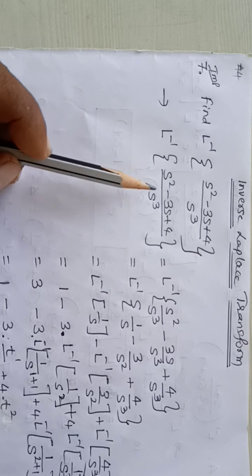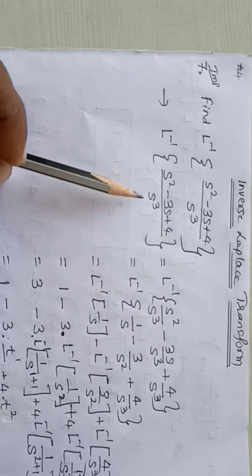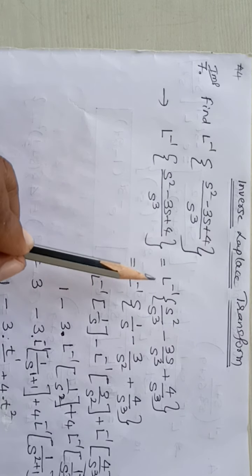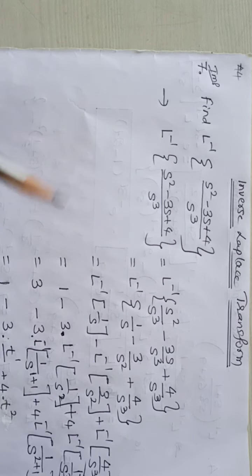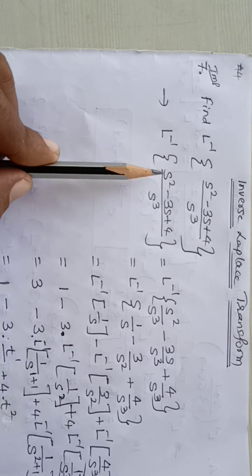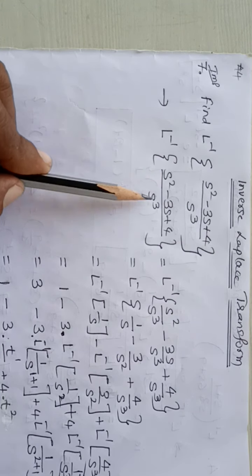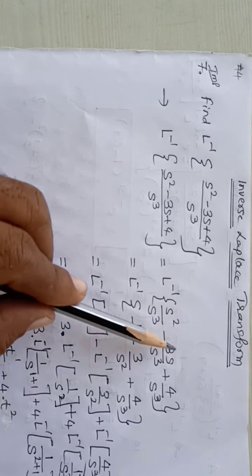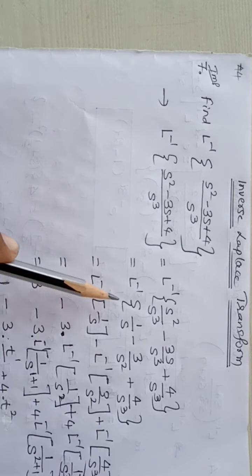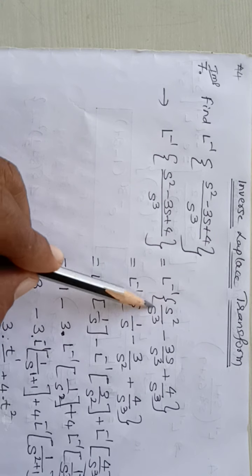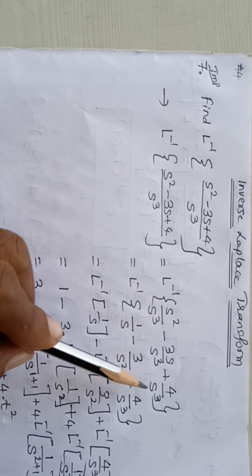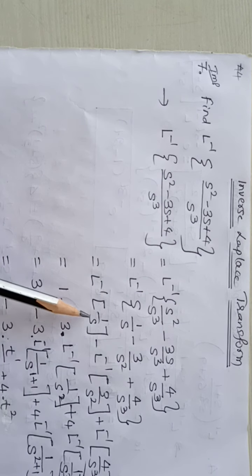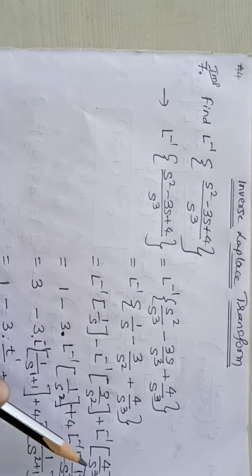Here the given function is equal to Laplace inverse. So splitting this, no need of making a square, it is a simple question, I am just taking this extra problem here. S square upon s cube, minus 3s divided by s cube, plus 4 upon s cube. Laplace inverse of s square upon s cube is 1 by s, minus 3 by s square, plus 4 by s cube. Next, Laplace inverse of this term, this term, this term.